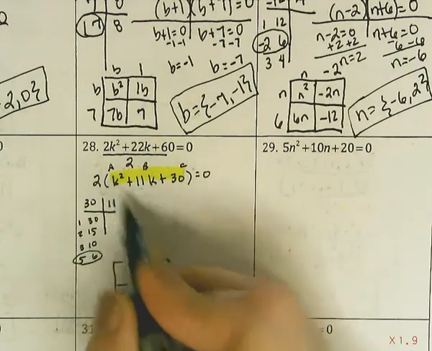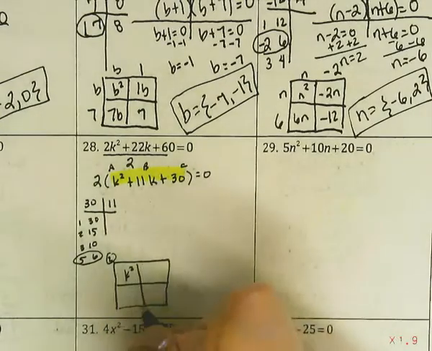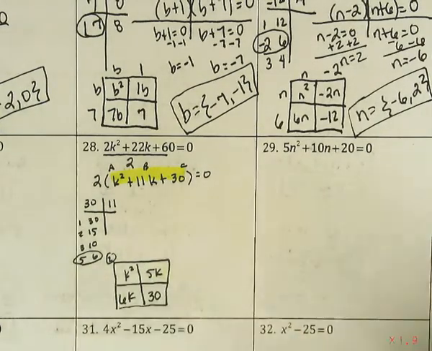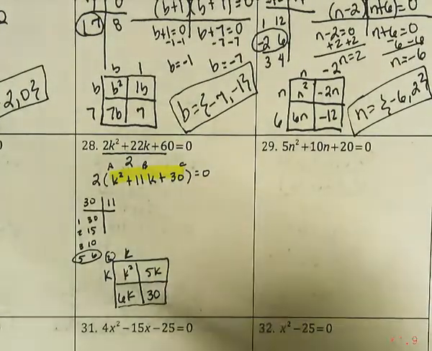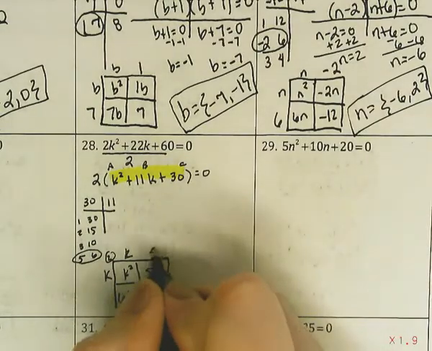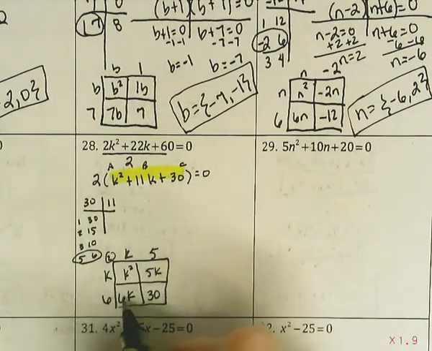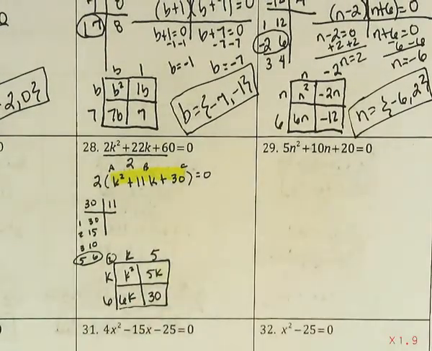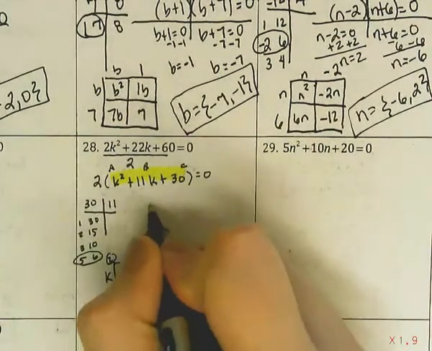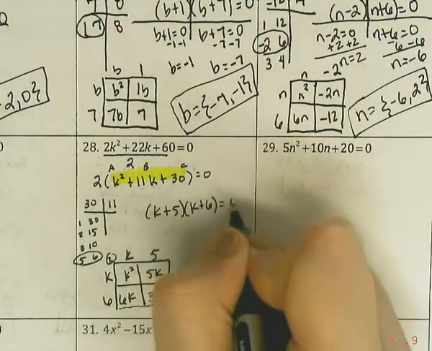So k squared, we have a little 2 there, but it doesn't matter right now. K squared, 30, 5k and 6k. K. Okay, what are we going to multiply k by to get 5k? Well, 5 times k is 5k. K times 6 is 6k, and we can check and make sure 5 times 6 is 30. So that checks out. So k plus 5 times k plus 6 equals 0.